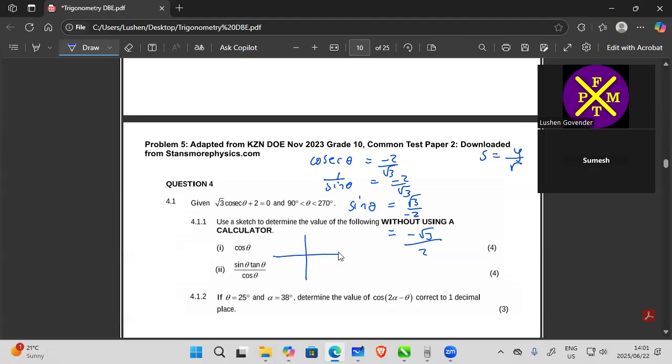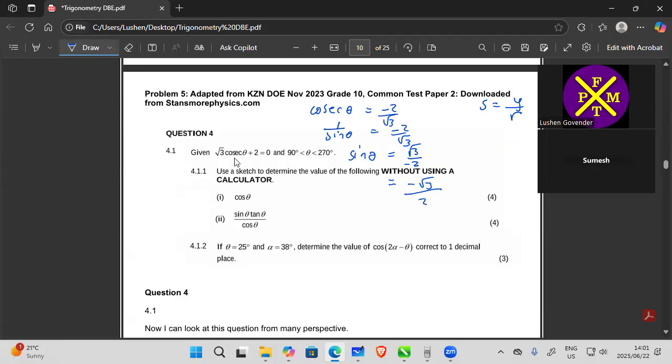And so if I sketch a diagram using this, you'll see exactly what I'm saying. They're saying that root 3 cosec of theta plus 2 is equal to 0. We simplified it, re-expressed it, and got sine of theta is equal to minus root 3 over 2. But then they're also saying that this theta value must lie between 90 and 270, between quadrant 2 and quadrant 3. They're giving you this relationship, sine of theta is equal to minus root 3 over 2, but it must lie in either quadrant 2 or quadrant 3.